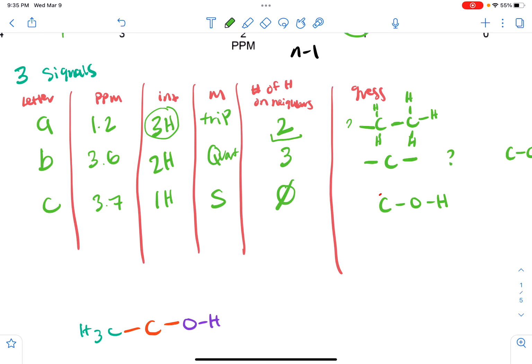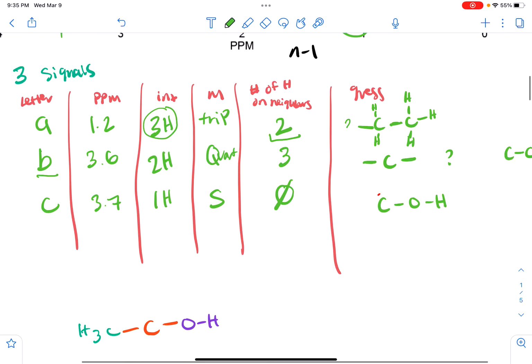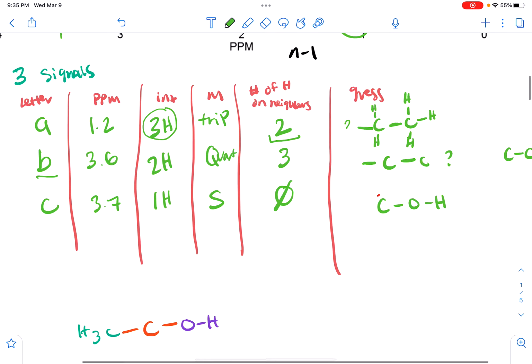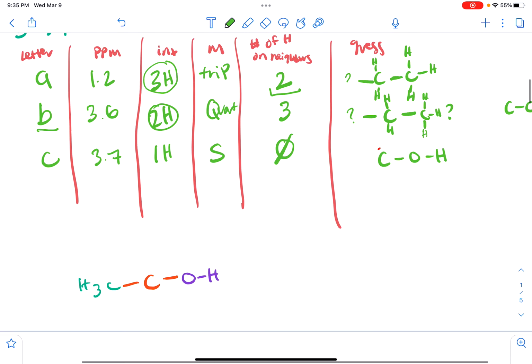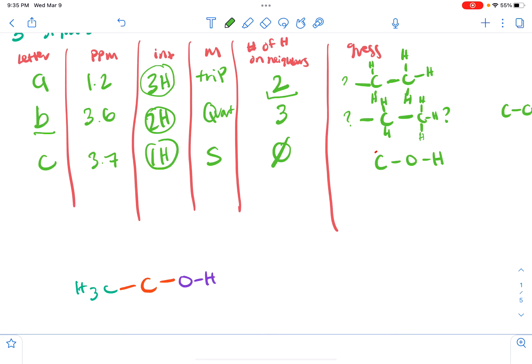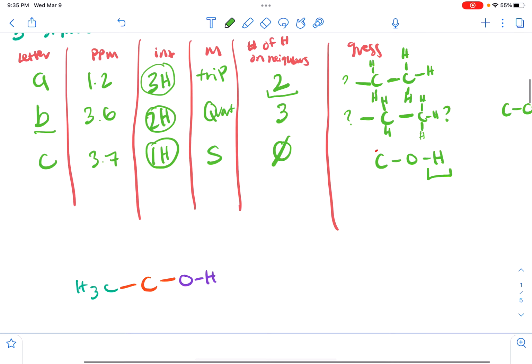Moving on to the B signal, we can see that B is a quartet, and the number of hydrogens on the neighbors is in fact 3. So we got 1, 2, 3, and now we can see that there are 2 hydrogens involved. So that's going to be 2 hydrogens involved on this carbon. And then we've got another one that we just don't know where it's going.